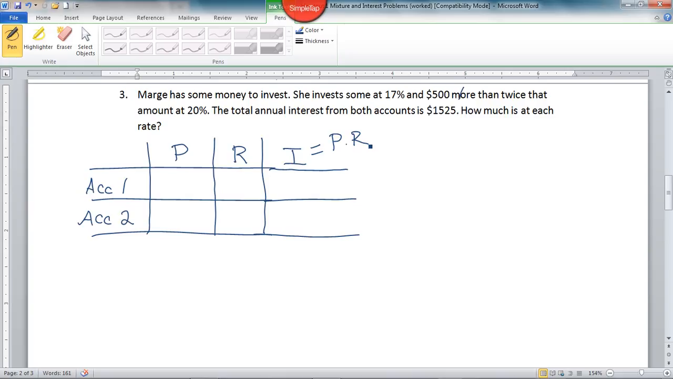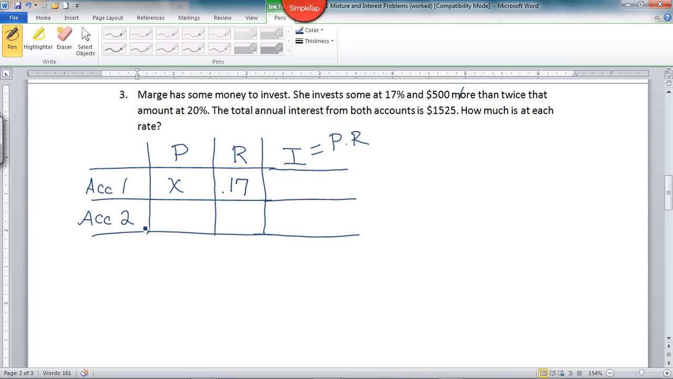All right, so let's go ahead and fill in the principal and the rates for both of these. The principal is the amount in the account, like I said. So in account 1, we've got a 17% rate, and I don't know the principal. It says she invests some money at 17%. And so let's just denote the principal, the amount, as X, and the rate is 17%. Of course, that needs to be put in decimals, so move the decimal 2 places back, 0.17.